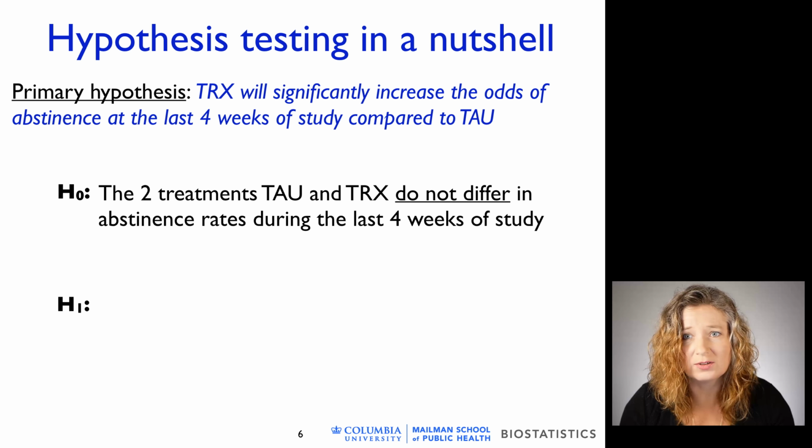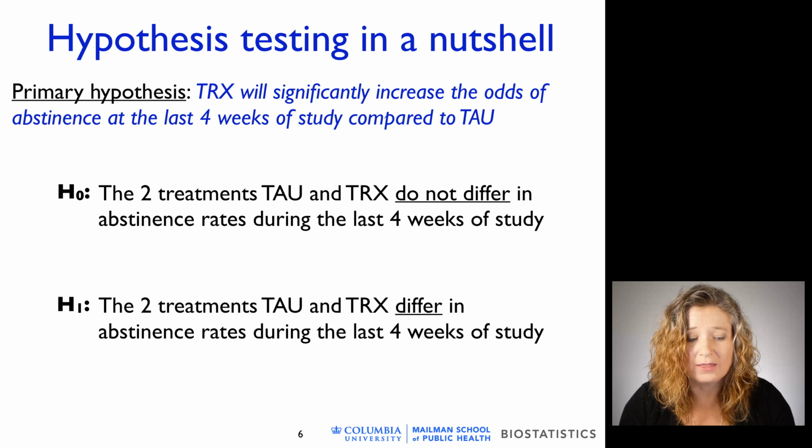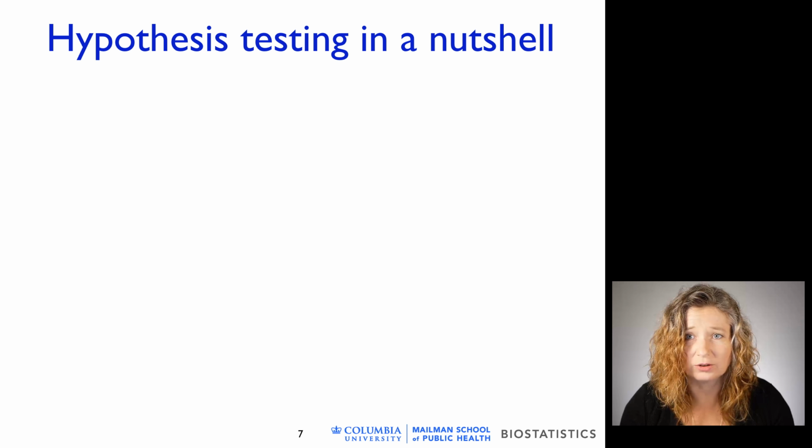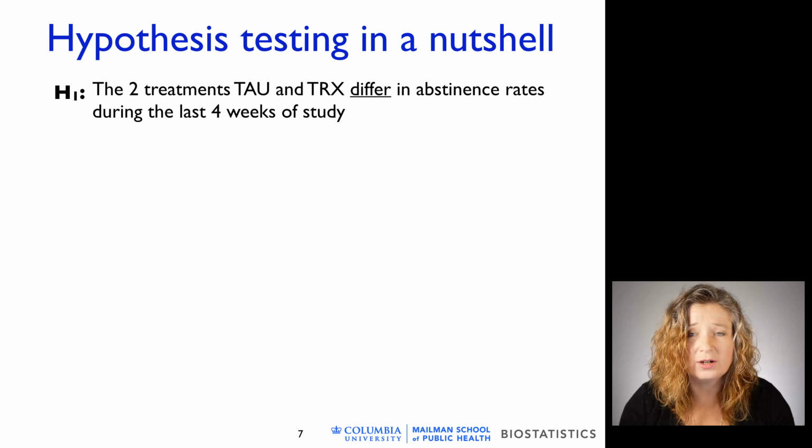The alternative hypothesis is the one that we want to prove, and that says that the 2 treatments, TAU and TRX, differ in abstinence rates during the last 4 weeks of the study. Notice that we don't say that TRX is better than TAU, because all granting agencies require us to do a 2-sided hypothesis test. In other words, we have to consider the option that TRX will be significantly worse than TAU. That is actually harder to prove. So our alternative hypothesis that we would like to show is that the 2 treatments, TAU and TRX, differ in abstinence rates during the last 4 weeks of the study.